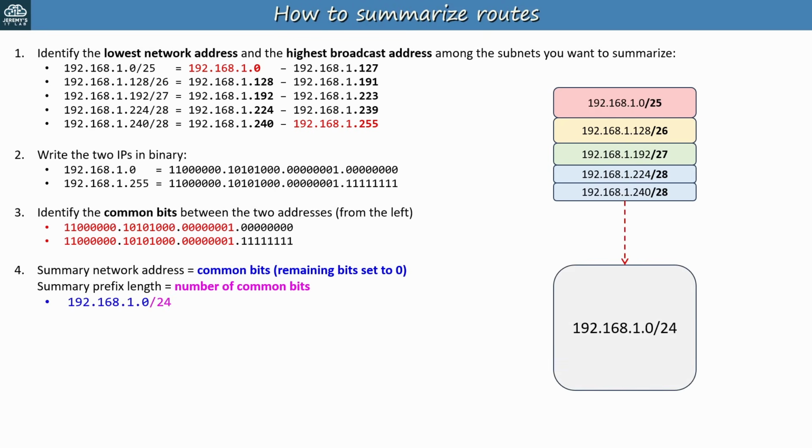So that gives us 192.168.1.0 with a /24 prefix length. This covers the range from 192.168.1.0 to 255, all of the addresses we need.